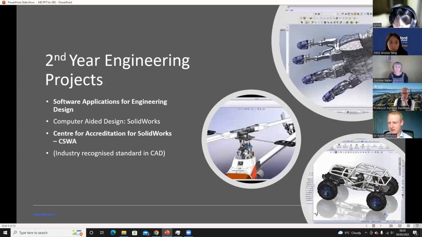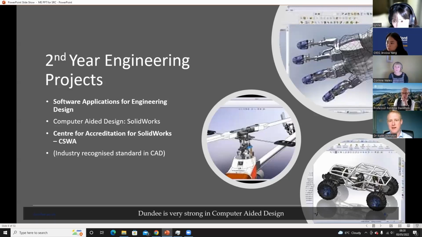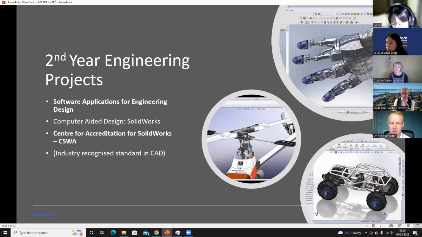One thing about mechanical engineering at Dundee is that we're very strong in computer-aided design. That means we're very strong in completing CAD models, which is essential really to be a design engineer when you graduate from your degree. So you have to keep that in mind for the graduation perspective of what are the key skills you're going to learn in these programs.